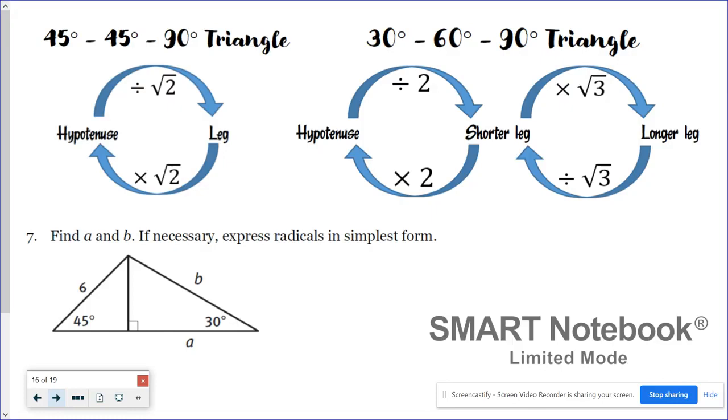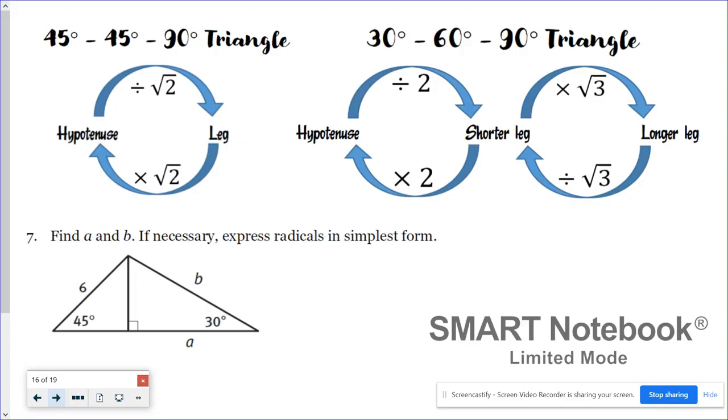In a 30, 60, 90 triangle, all three sides are different. You've got a shorter leg, a longer leg, and of course the hypotenuse. The shorter leg, if you know it, you simply multiply by 2 to get the hypotenuse, and you multiply by the square root of 3 to get the longer leg. If you don't know the shorter leg, I would definitely find it first because it is a really useful measurement to know.